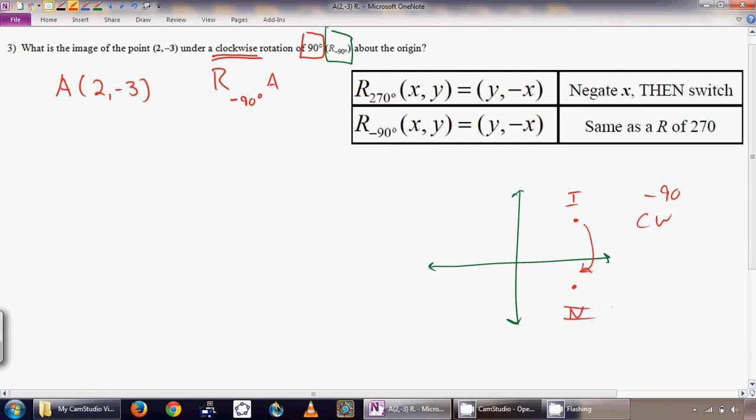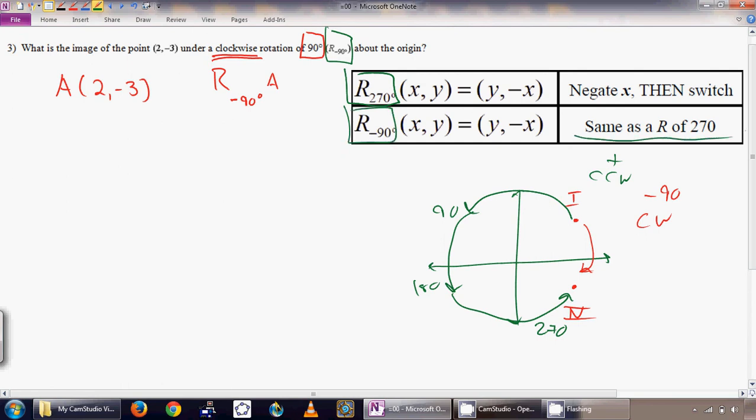If you don't remember the rule for a rotation of negative 90, that's okay. We're just going to go the other way. What's the positive way? How many rotations is that to get into quadrant 4? Going counterclockwise, the positive direction. Well, that's a 90, another 90 for a total of 180, and then a third 90 for a total of 270. So a rotation of 270 is the same as a rotation of negative 90. They're the same. So I'm going to follow this rule, all right?